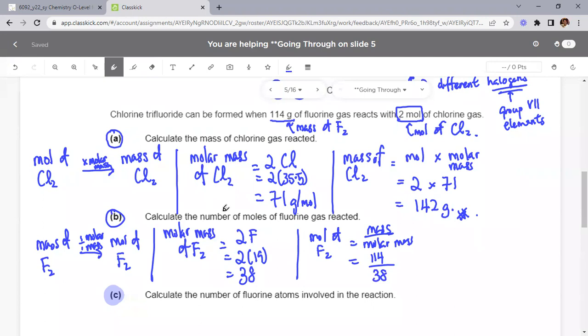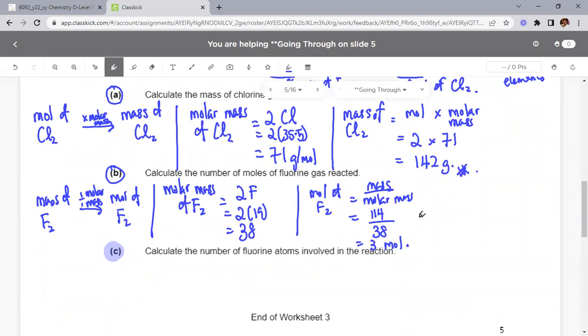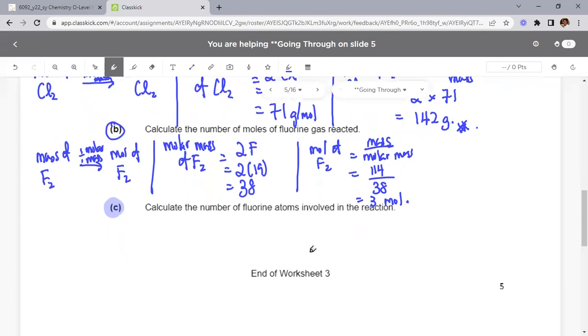So this would tell me that 114 divided by 38, my answer will be 3. So this is equivalent to 3 mole. 3 mole over here. So I hope you got 142 grams. I hope you got 3 mole. Part C, calculate the number of fluorine atoms involved in the reaction.